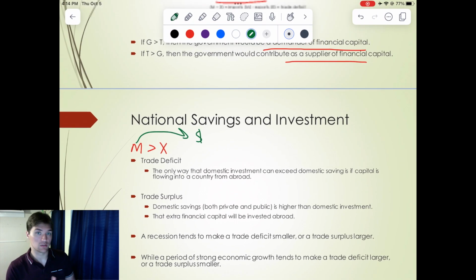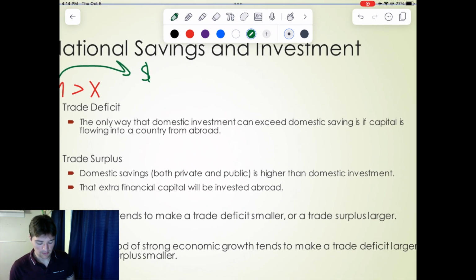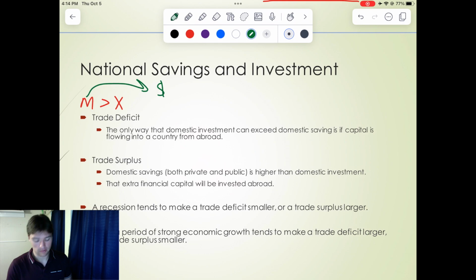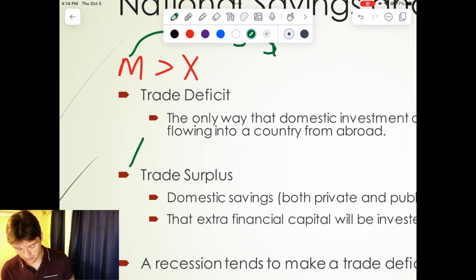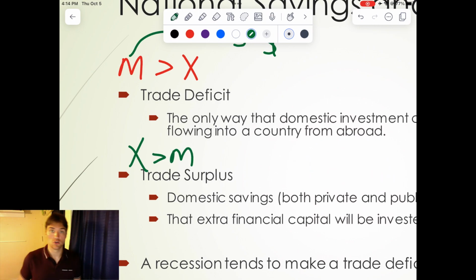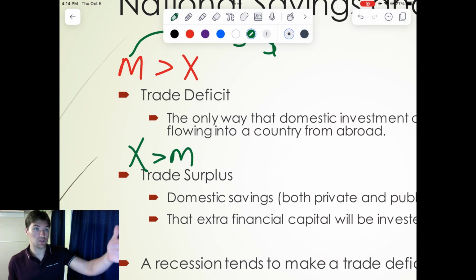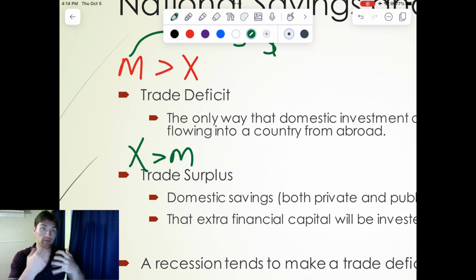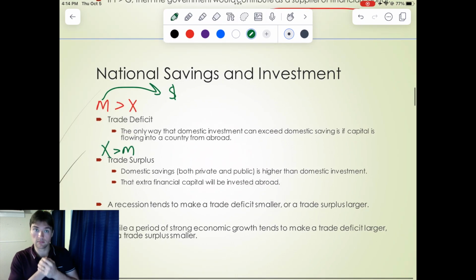Let's compare this with the trade surplus. So a trade surplus is going to be where the domestic savings, both private and public, is higher than the domestic investment. So basically what's happening here is your exports are more than your imports. So if your exports are higher, that means you're receiving more money than you're paying out. So you have extra money that you're holding on to. So your savings is higher than your investment.